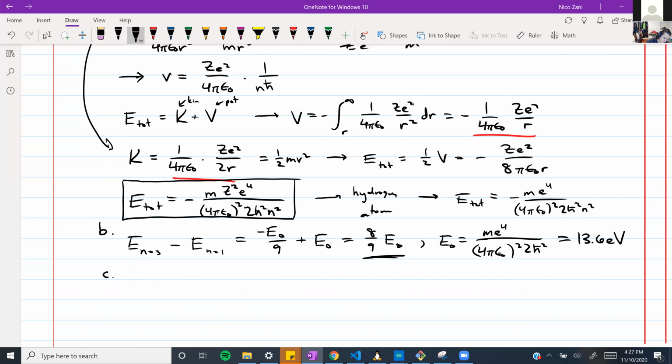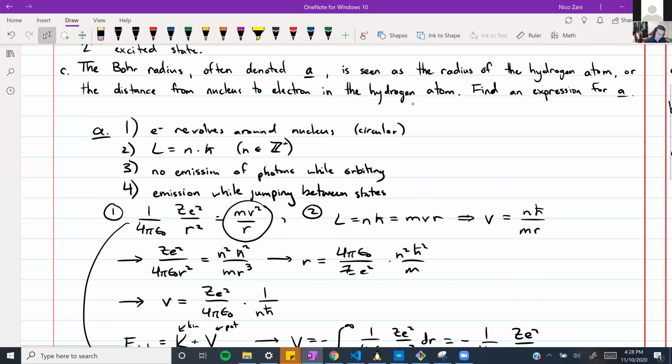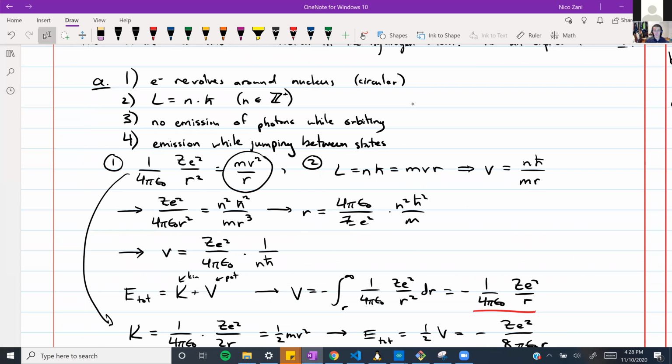And then C asks, the Bohr radius, often denoted A, is seen as the radius of the hydrogen atom, or the distance from the nucleus to the electron in the hydrogen atom. Find an expression for A. So this is in particular in the hydrogen atom. But luckily, we already found an expression for the radius here.